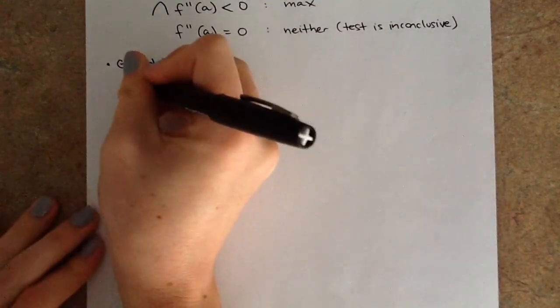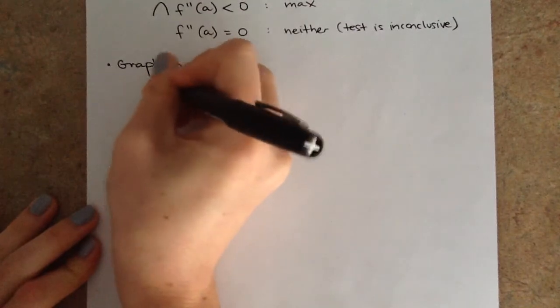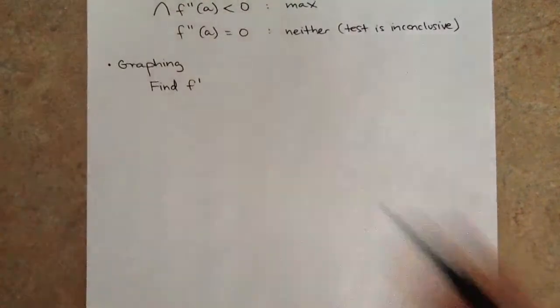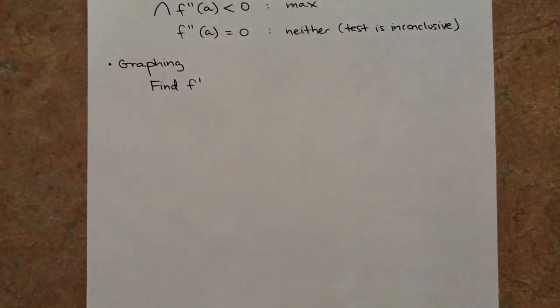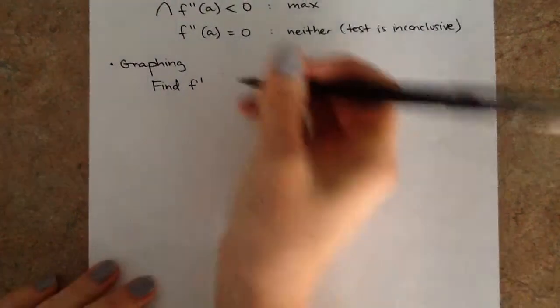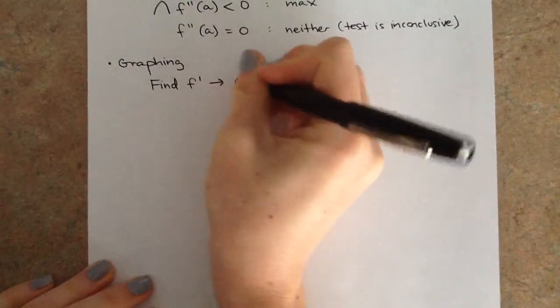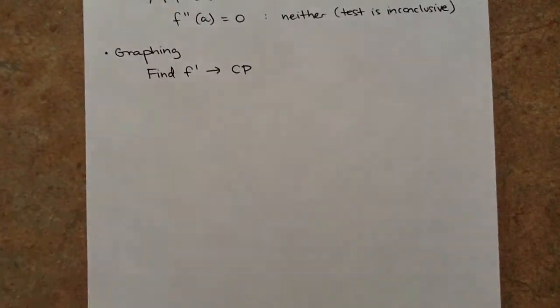Here is my recommended how-to, sort of. So find f prime. So find the first derivative, and then from that you get your critical points. Okay, so find f prime. From that you get your critical points. That's going to be part of your sign chart.